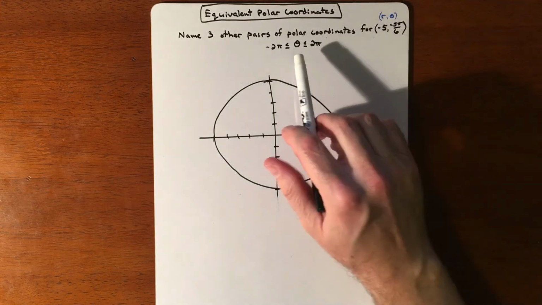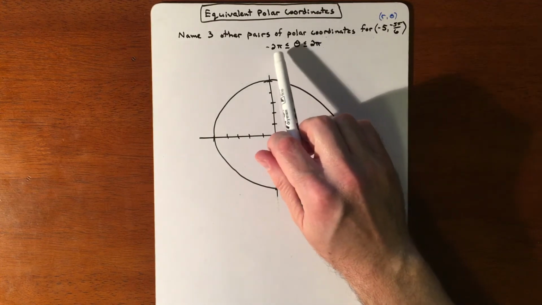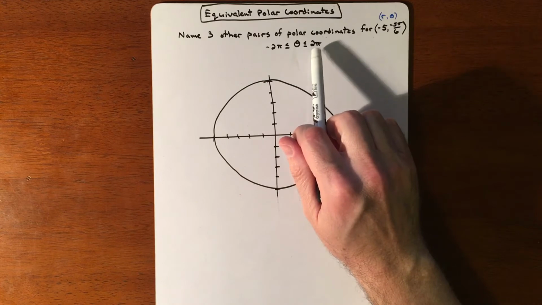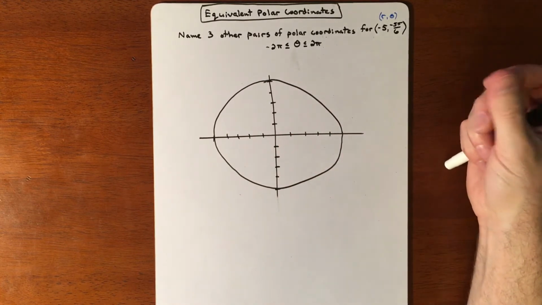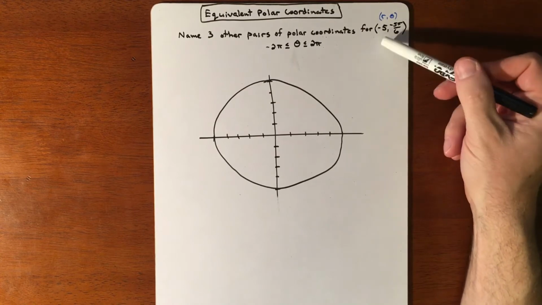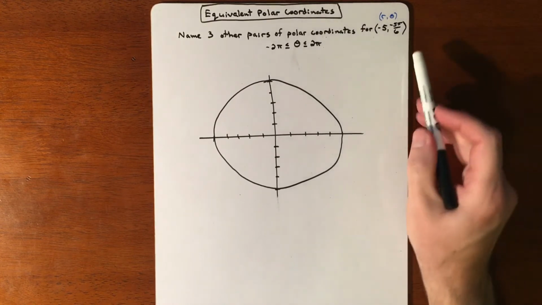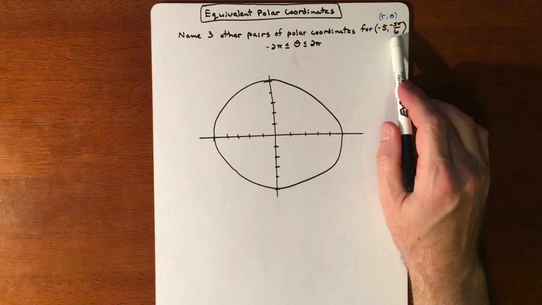Our angle measurement on this is going to be limited between negative 2 pi and 2 pi, because if we don't do that, technically there's an infinite amount of coterminal angles that we can put onto this. But we're looking for 3 others. So first challenge is let's plot this point.